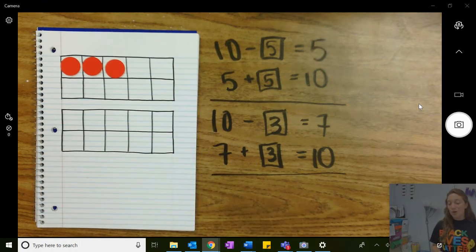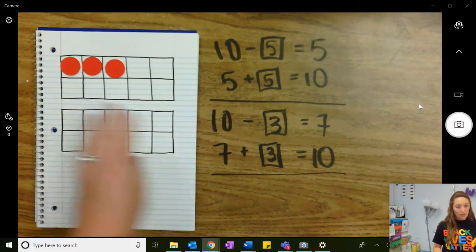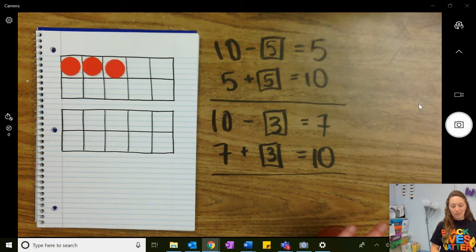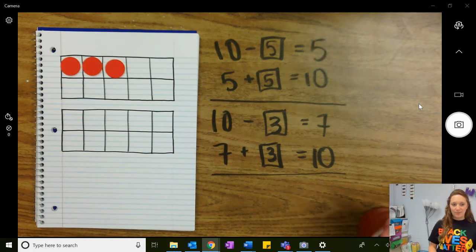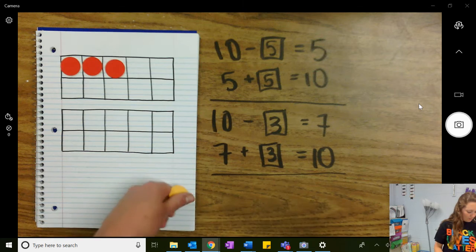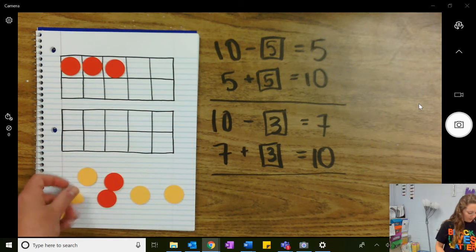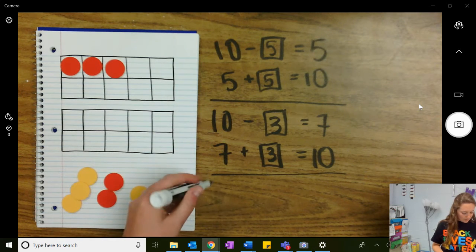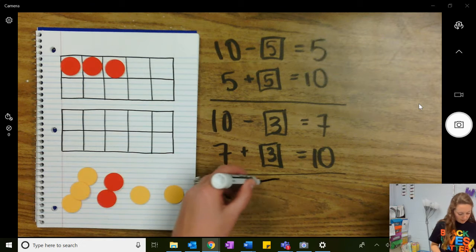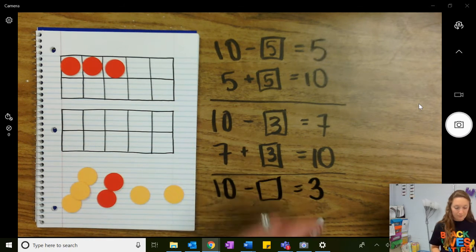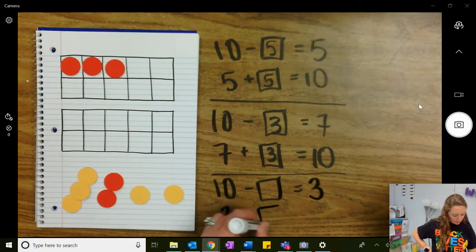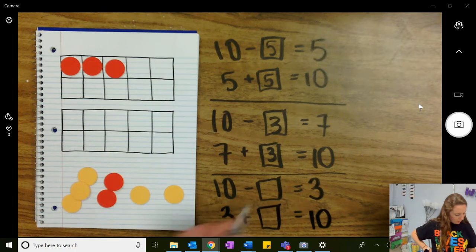All right, so again, we started with 10, and now based on how many are left, how many do you think are in the cup? I'll give you a second to think about it. Did you say 1, 2, 3, 4, 5, 6, 7? Did you say 7? What would our number sentence be to match that? We started with 10. We took away an unknown amount, and we were left with 3. What's the other number sentence we can write for that? We could do 3 plus unknown equals 10. And we had 7 that was the unknown.